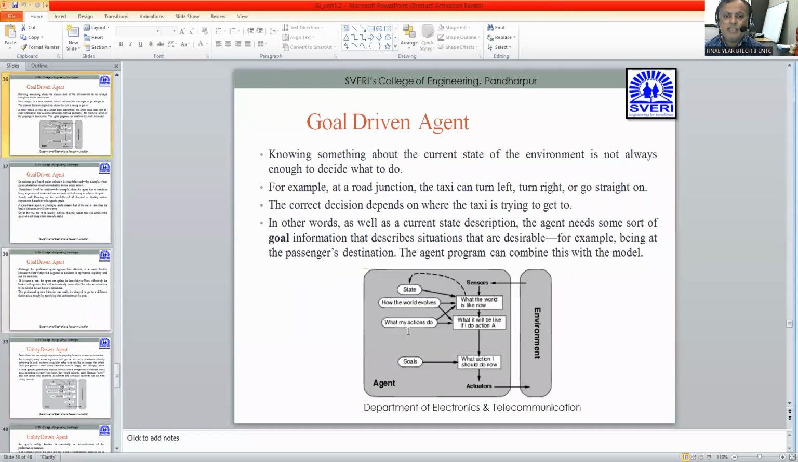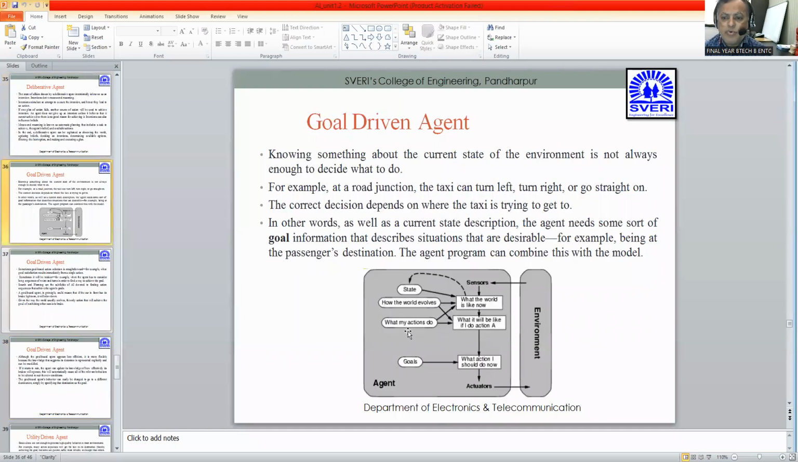Once again, you can see here, this is the main diagram that will be useful. Sensor senses the inputs from the environment. It will be given what the world looks like now. So all the information will be stored here. This is nothing but the internal state. The state will keep on changing according to the action taken. Now what my actions do at this moment is there, and how the world evolves is also there. So all three are coming here.